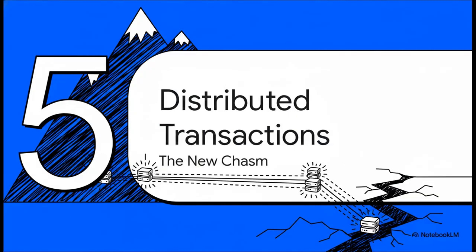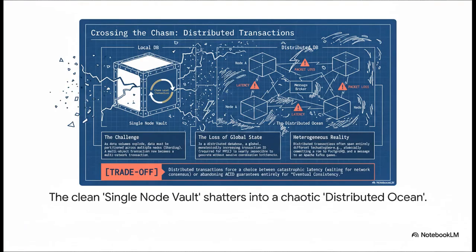Okay, so we finally figured out how to make things work on a single machine. We feel pretty good about ourselves. And then someone says, let's distribute the database across multiple machines. And suddenly, we're not climbing a mountain anymore. We're staring into a giant chasm. See, on one machine, everything is neat. But when you distribute it, that clean vault shatters into what I call the distributed ocean. You lose everything you took for granted. There's no single source of truth for time, no global transaction counter. Trying to get all these different machines to agree to commit at the same time over a flaky network, it's a nightmare. It forces you into a terrible choice. Either your system becomes painfully slow, or you have to give up on some of those safety guarantees.